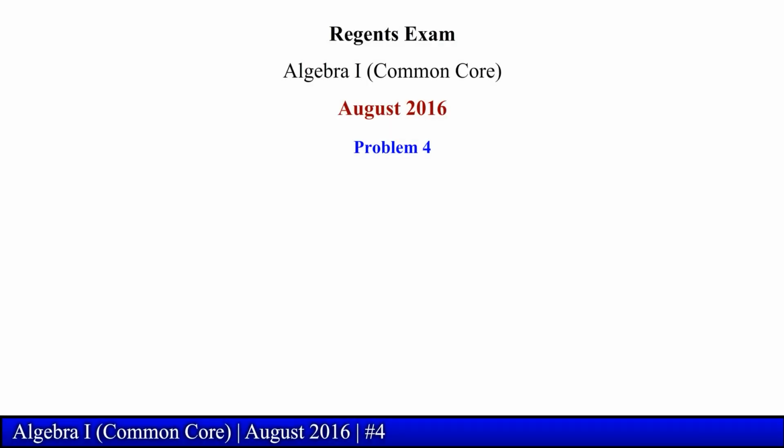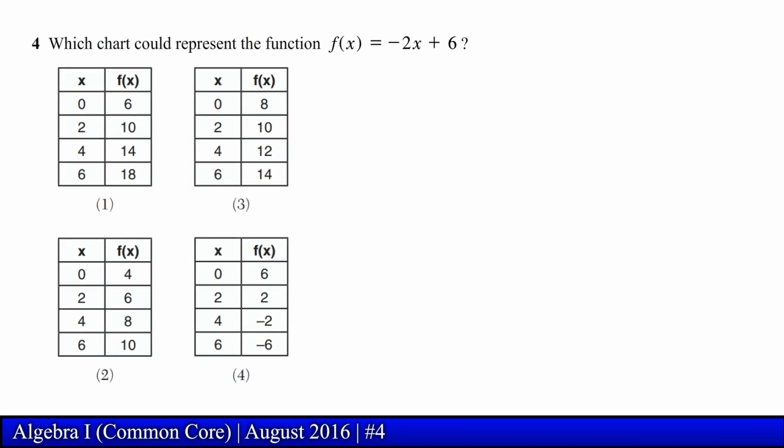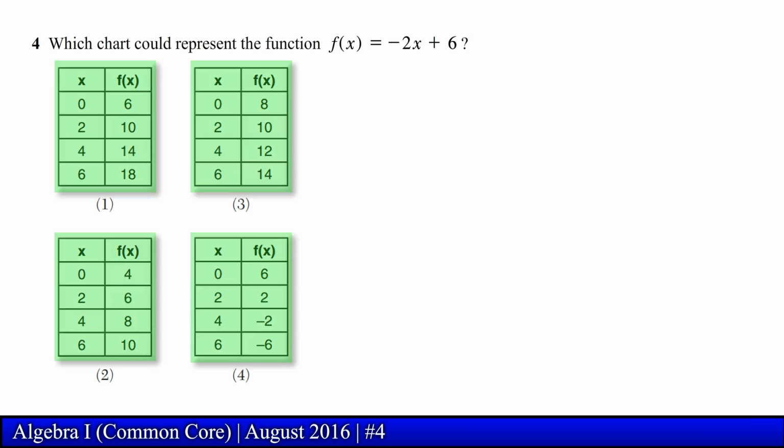Regents Exam, Algebra I, August 2016, Problem number 4. Which chart could represent the function f of x equals negative 2x plus 6? Here we are given charts that contain a set of points. We need to choose the chart that contains the points that represents the function f of x.